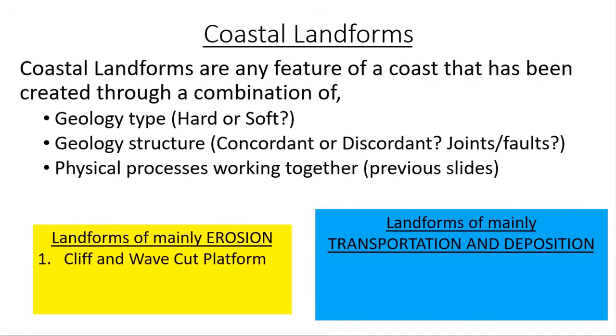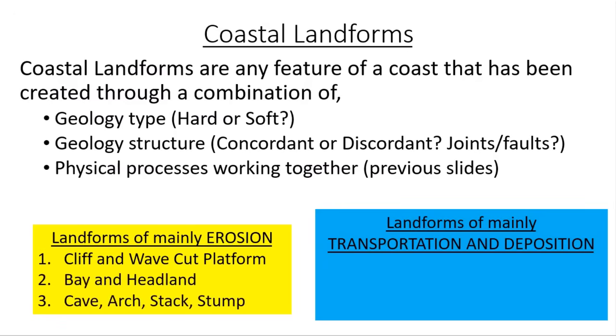Now, if there's largely erosion, you can get cliffs and wave cut platforms, bays and headlands, or cave, arch, stack, stump. And if it's mainly an area of deposition and transportation, so not so much erosion going on, you'll get features such as spits, bars, and beaches.